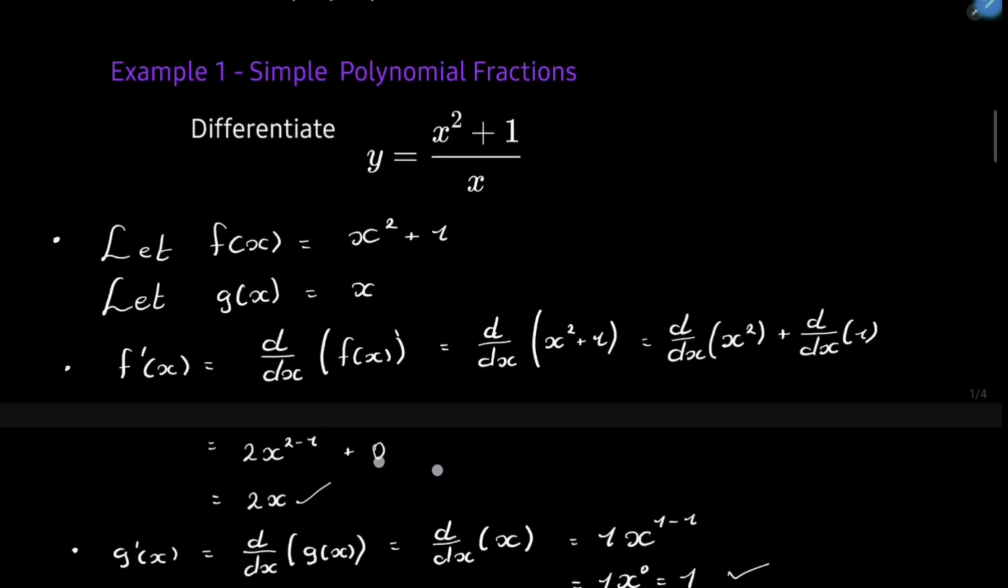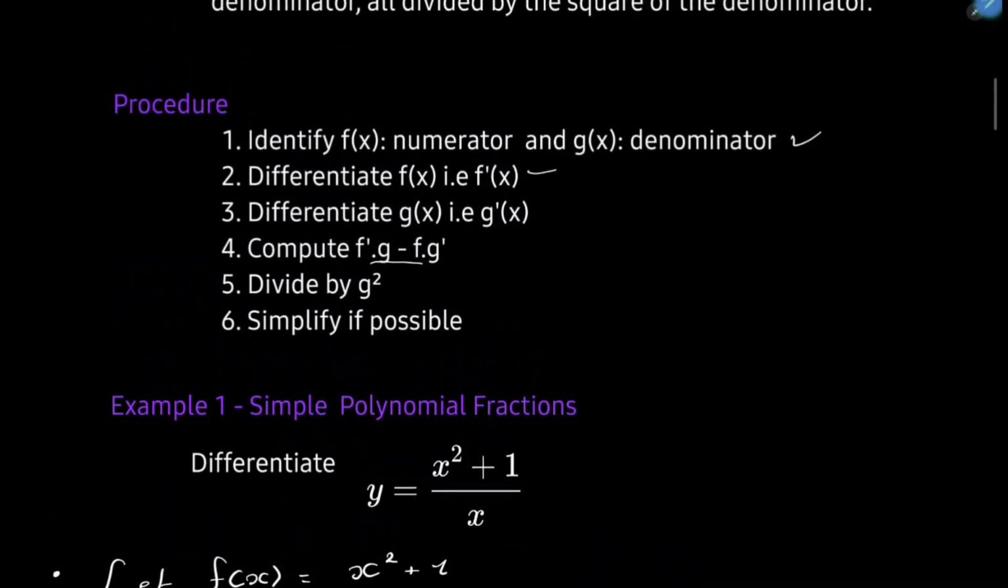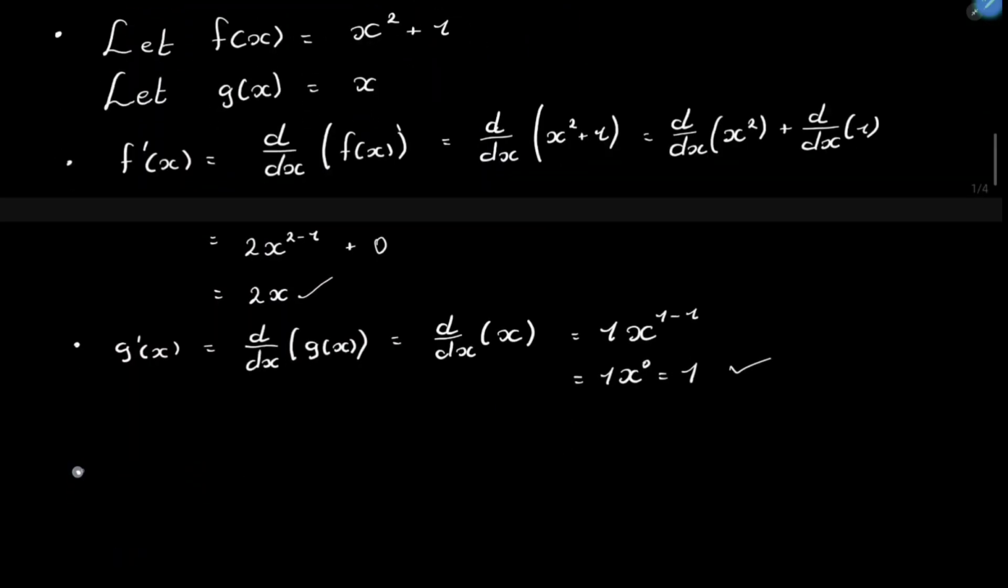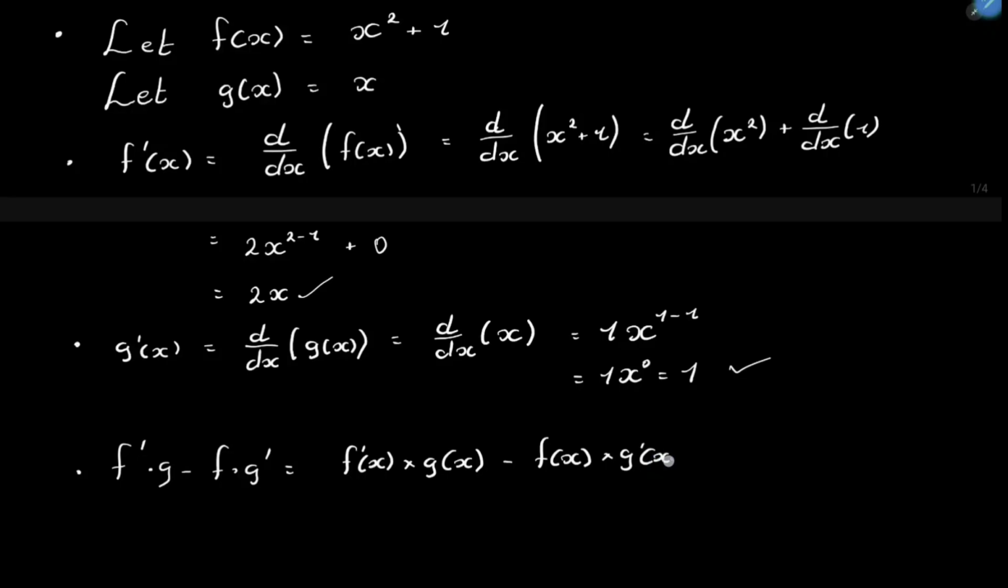So we can then conclude that the derivative of the denominator is 1 and the derivative of our numerator is 2x. We can then move on to our fourth step, which tells us to compute f prime times g minus f times g prime. F prime times g minus f times g prime is the same as f prime of x times g of x minus f of x times g prime of x.